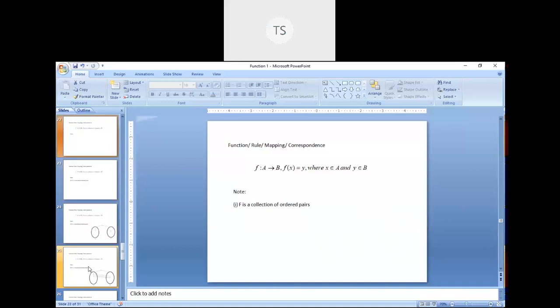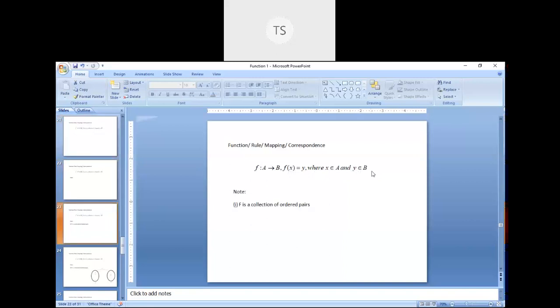One important thing is, a function mathematically I will write in this form: small f, such that small f is a function from set A to set B, f of x is equal to y, where x are the elements from the first set A and y are the elements from the second set B. So function we will represent like this: f from A to B such that f of x is equal to y, where x belongs to capital A and y belongs to capital B. If I write this, you have to understand that it is a function.